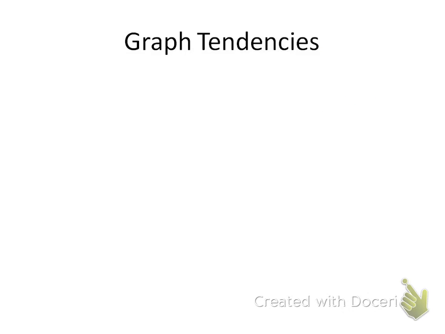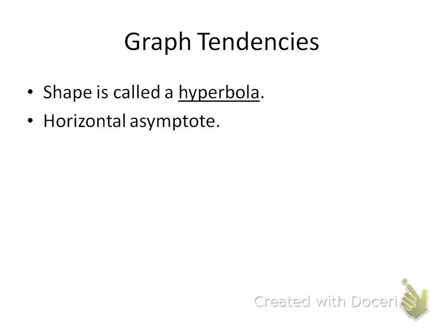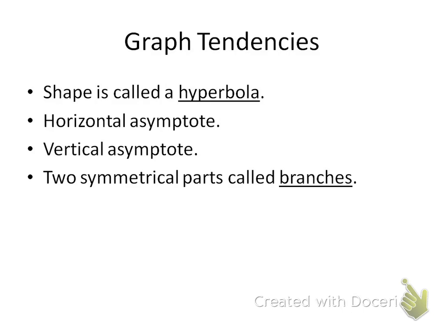Let's talk about graph tendencies. First off, the shape is called a hyperbola. We will have a horizontal asymptote, and that gives us our range restriction. We have a vertical asymptote, which will give us our domain restriction. And there's always going to be two symmetrical parts called branches.